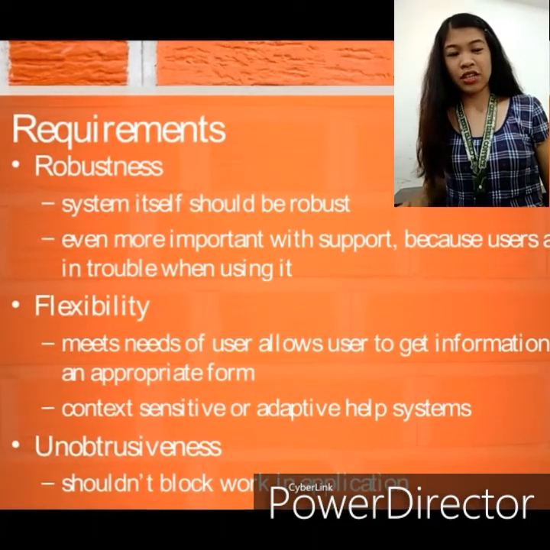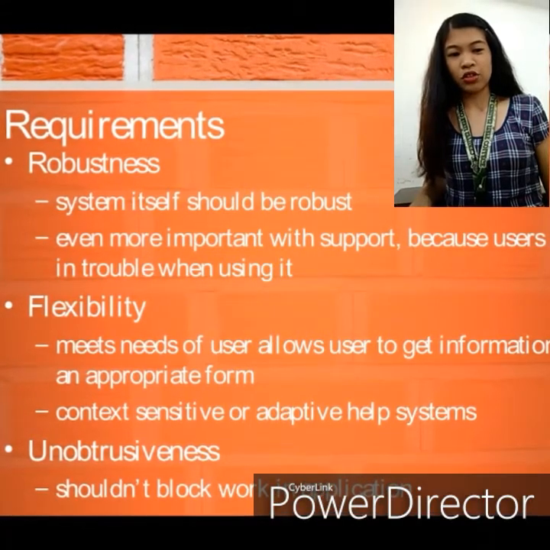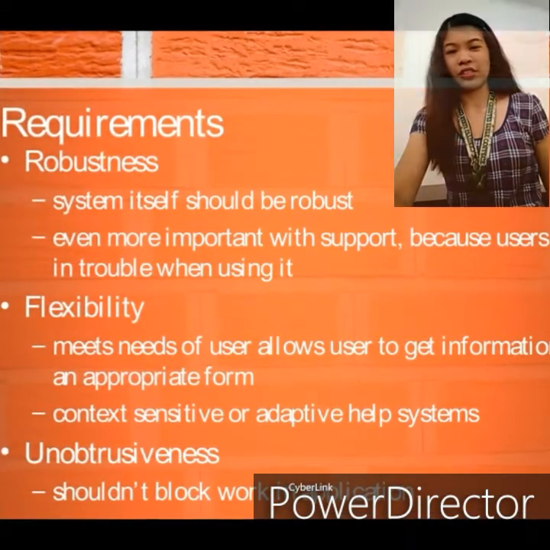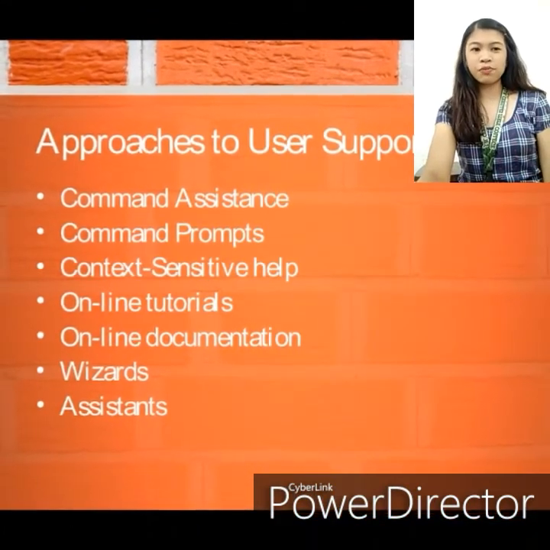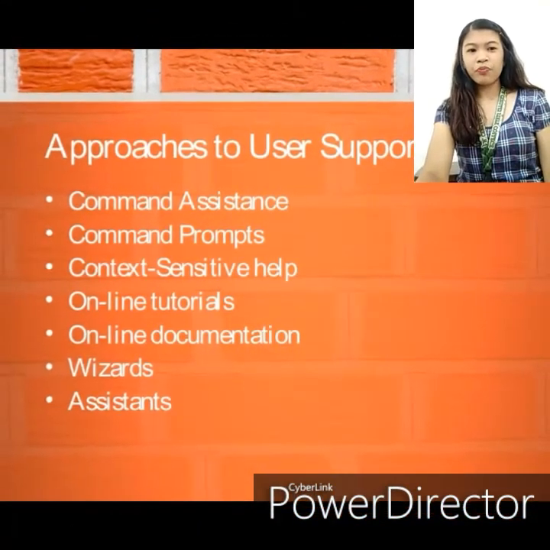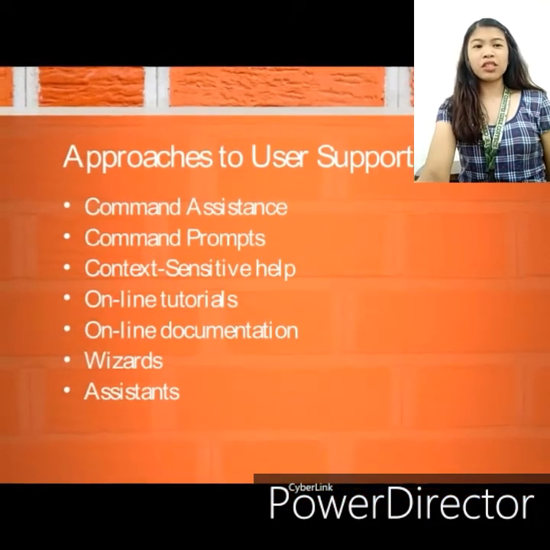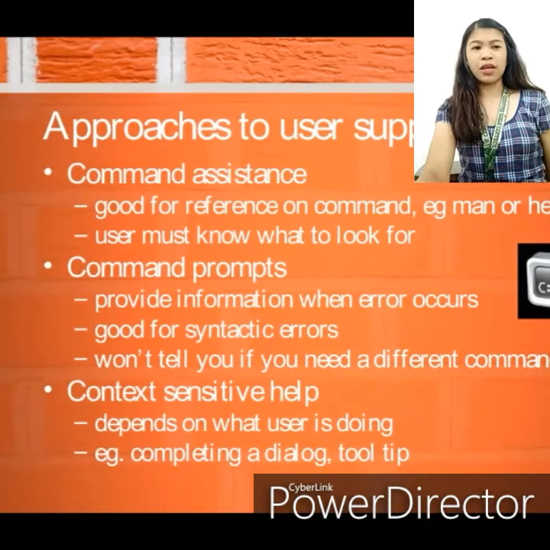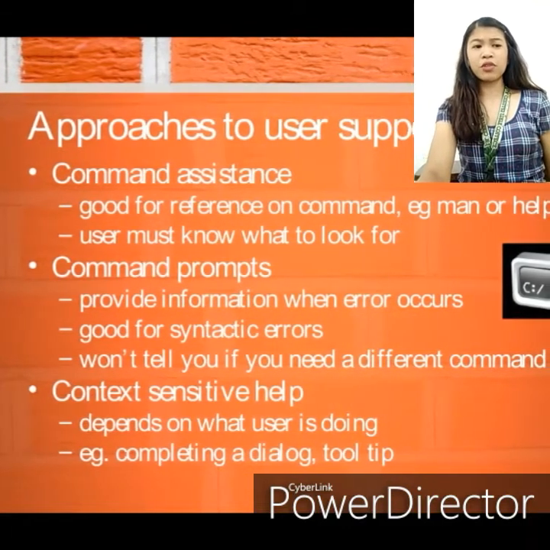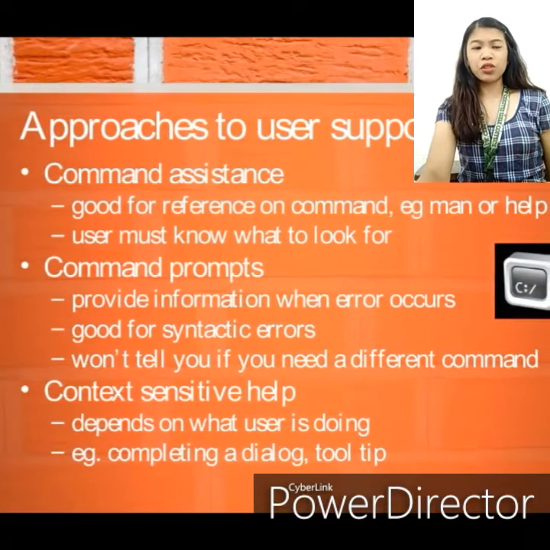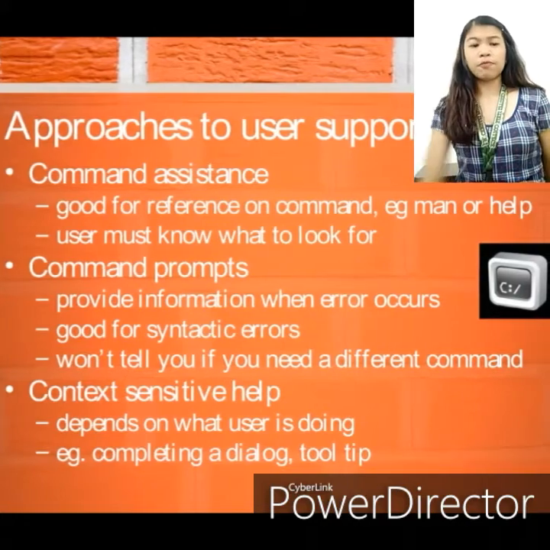Context sensitive or adaptive help system, and unobtrusiveness: it shouldn't block work in the application. Approaches to user support: command assistance, command prompts, context sensitive help, online tutorials, online documentation, wizards and assistants. Command assistance is good for reference and commands, but the user must know what to look for. Command prompts provide information when errors occur. Good for syntactic errors; it will tell you if you need a different command.